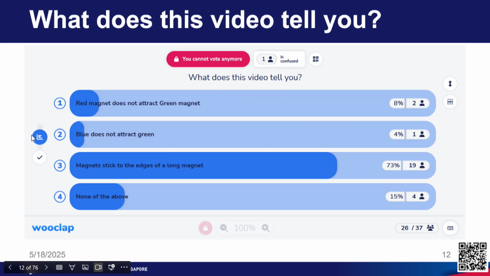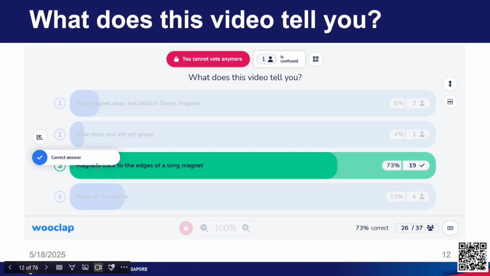Okay, majority of you are right. The correct answer is magnets stick to the edges of a long magnet. So what does that mean? When you stick many magnets together, you can call that a long magnet. That's what I have said. So when magnets stick to the edges of the long magnet, what does that mean?